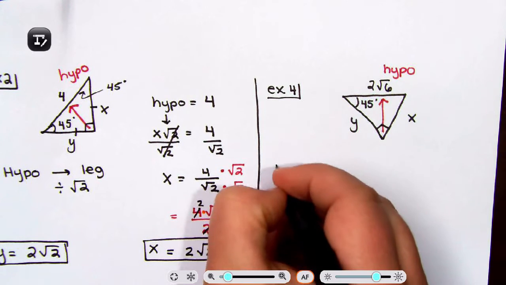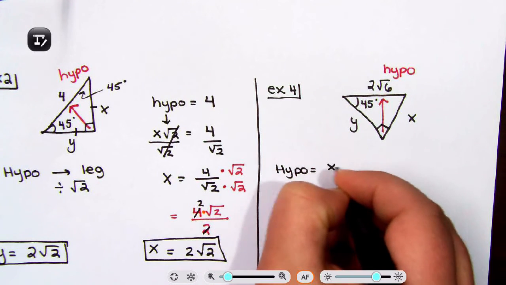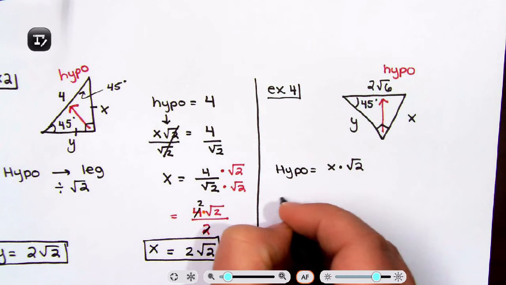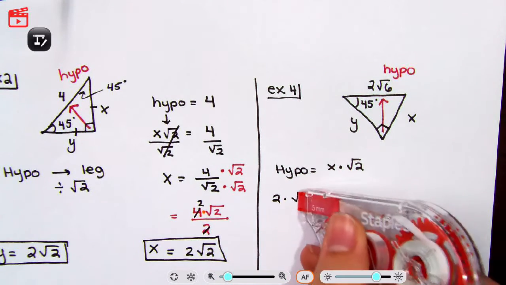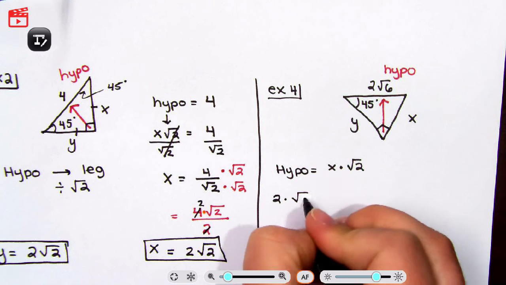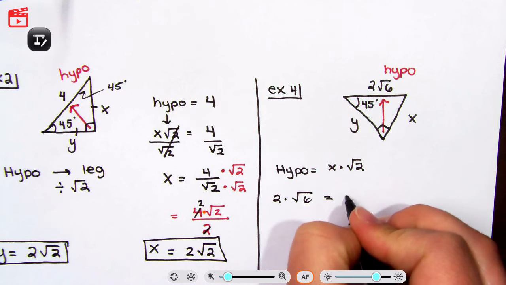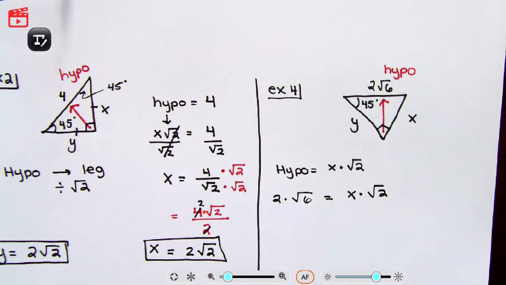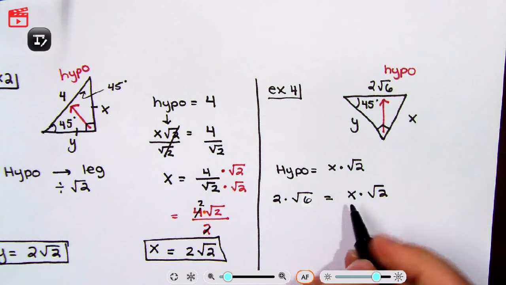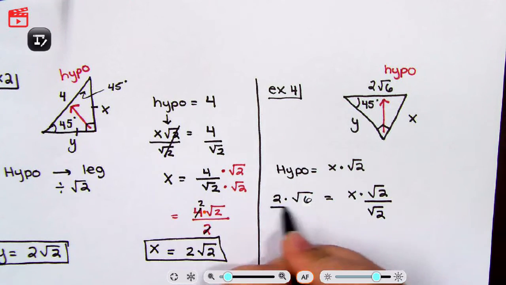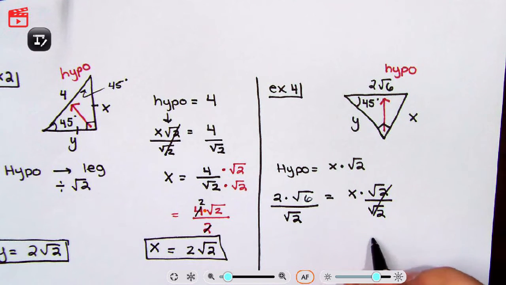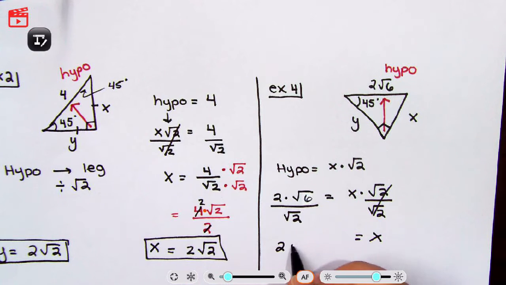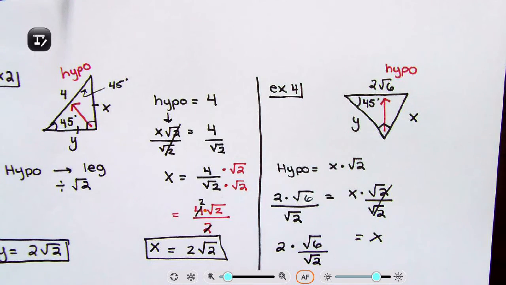We have the hypotenuse, so your hypotenuse is equal to x times root 2. Oops, excuse me, your hypotenuse is equal to 2 times the square root of 6, and that's equal to x times root 2. Now again, you're going to divide by square root of 2. Don't let that scare you, it's okay. So we have x on this side. On this other side, I have 2 times, and I'm going to separate it out a little bit, root 6 divided by root 2, because I want to use the quotient property for radicals.